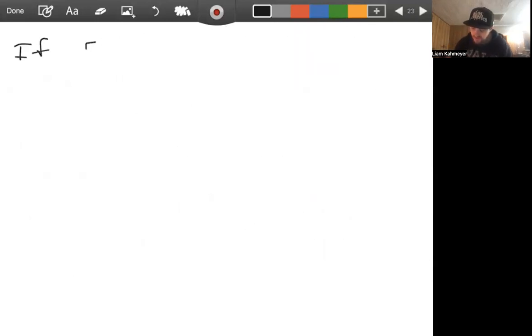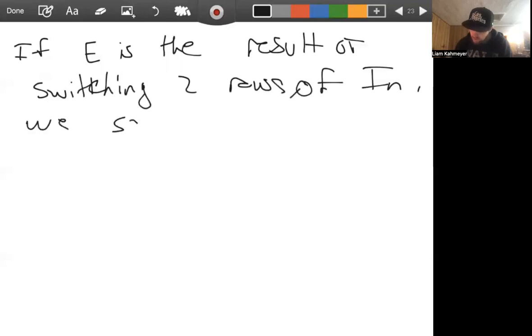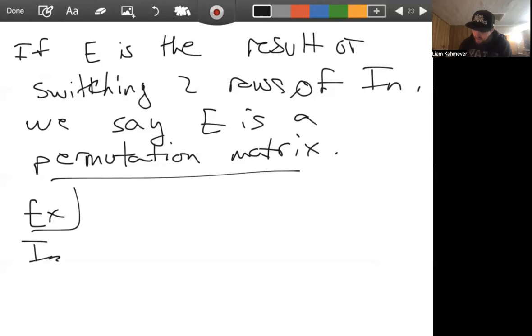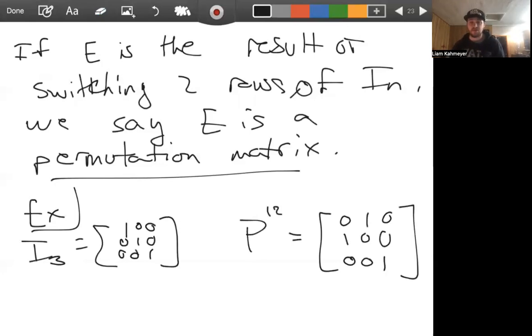In particular, if E is the result of switching two rows of I_n, we say E is a permutation matrix. For example, an example of a permutation matrix: what's the identity? I3 is 1, 1, 1 along the diagonal and 0 everywhere else. Then P, which we could write as P1,2, swaps rows 1 and 2. This permutation matrix would be 0, 1, 0, 1, 0, 0, 0, 0, 1. This is an example of an elementary matrix because we've performed one operation here. The only thing we've done is swap row 1 with row 2.